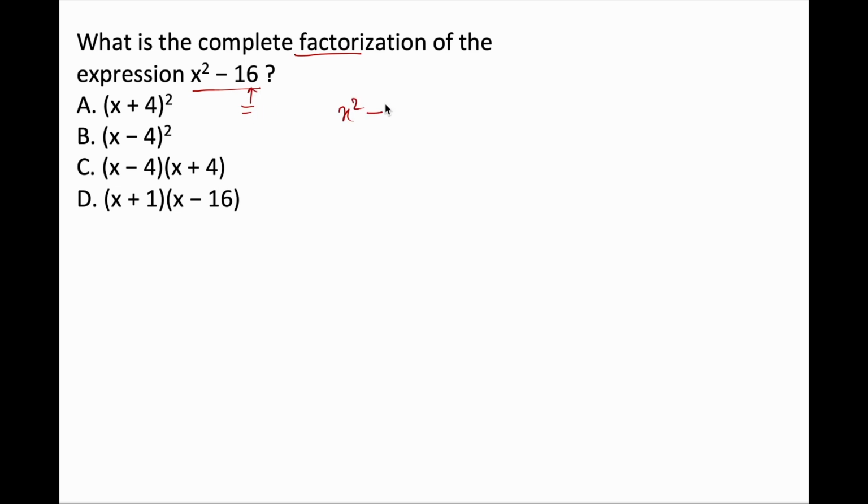So x squared minus, we know that 16 is 4 multiplied by 4, which is equal to 4 square. So we can replace 16 by 4 square. So this is in the form a squared minus b squared.